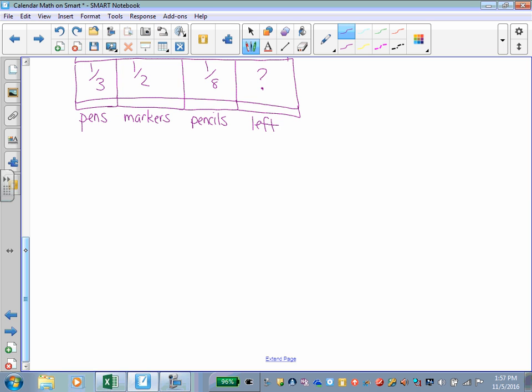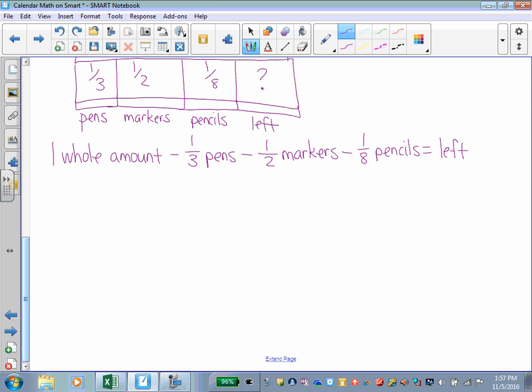We're going to work this problem the same way that we worked the other problem. We have one whole amount minus the 1/3 that she spent on pens, minus the 1/2 that she spent on markers, minus the 1/8 that she spent on pencils. And that's going to equal the money that is left.